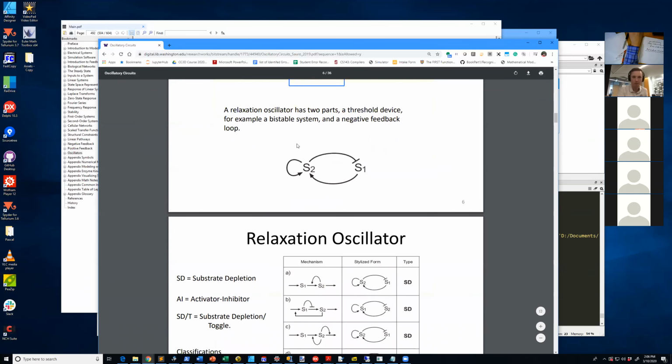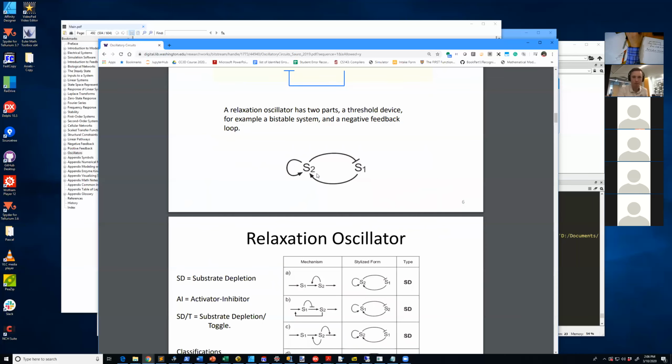And so sometimes you'll see it depicted like this. If you have two nodes, there's positive feedback on one of the nodes, and there's a long range negative feedback via the other node, okay? The other thing about relaxation oscillators, which is nice, is they only require 2 variables, S1 and S2, whereas a feedback oscillator requires 3.